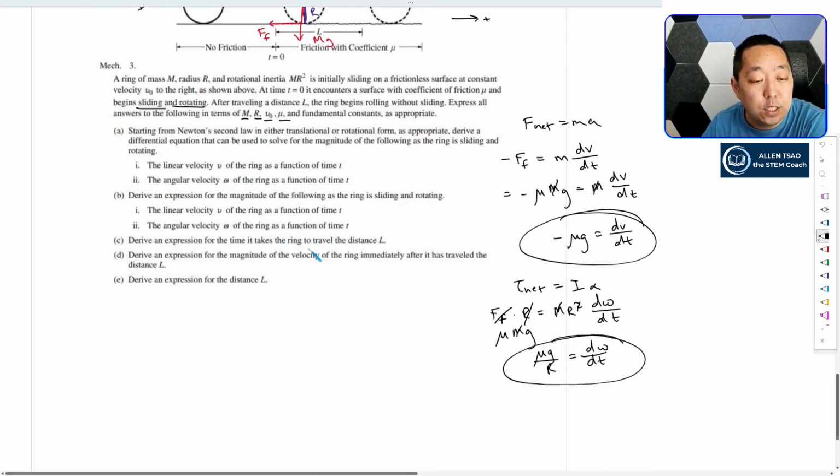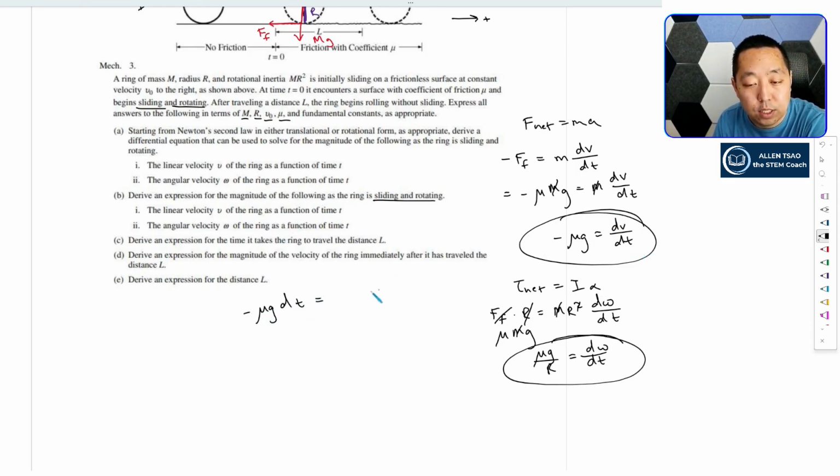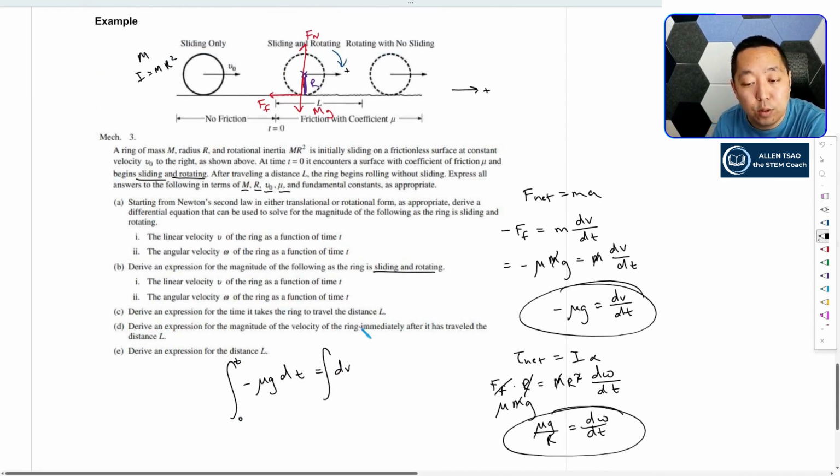Now derive an expression for the magnitude of the velocity as the ring is sliding and rotating, the linear velocity as a function of time. So we're going to solve this differential equation. This one's pretty easy. Move the dt up, and you get dv equals minus mu g dt. Then we're going to integrate both sides, from 0 to t for the time bounds. For the velocity, we start at v0 and end at a velocity v, because we are already moving to the right at v0.